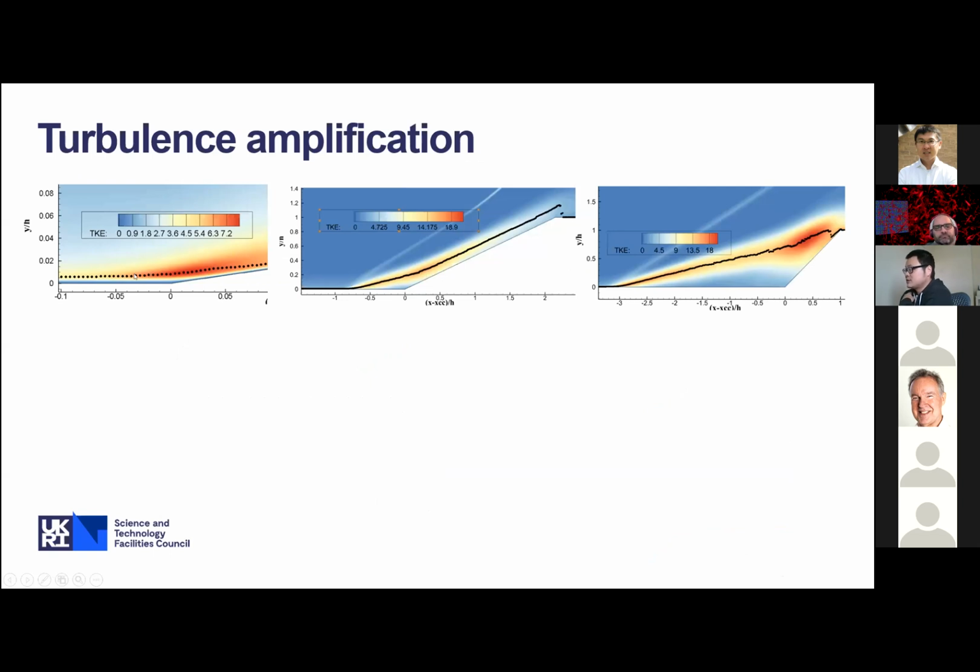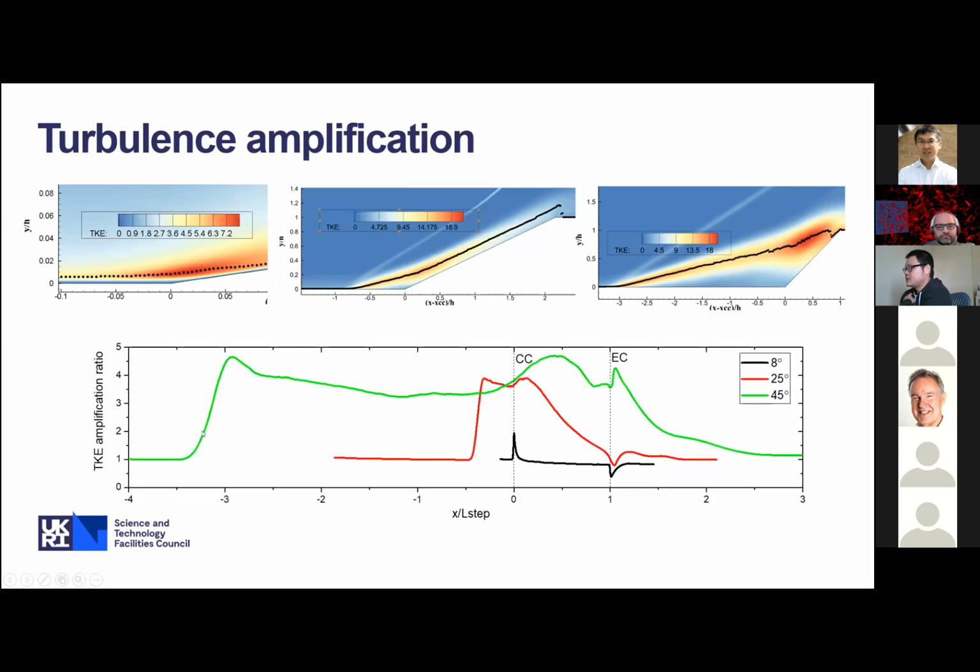So there we pick up the local peak of the TKE, and then we profile the evolution of the TKE peaks. This X is normalized with the length of the step. So we can see that for the 8 degree case, the amplification of TKE is quite limited, but with the increase of the angle of the step, we can see the turbulence kinetic energy is amplified in a much larger area. And interestingly, for the 45 degree and 25 degree cases, the peak of the TKE is quite close to each other.